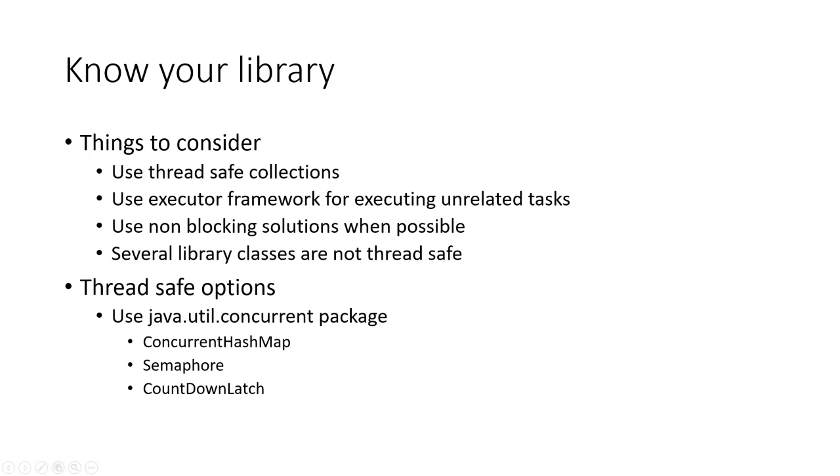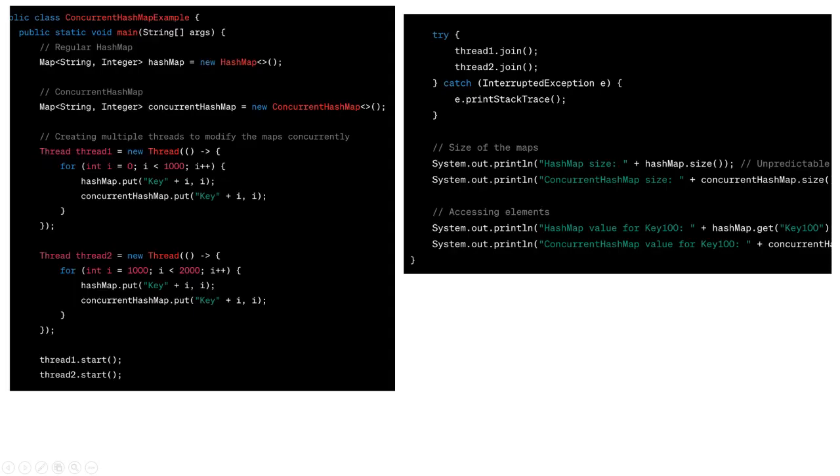It's the java.util.concurrent package. Okay, so I was right on that one. You can use these as thread safe collections when you're operating on data. You can use a concurrent hash map, a semaphore, or a countdown latch. Those are just some examples there. So here's an example of a concurrent hash map.